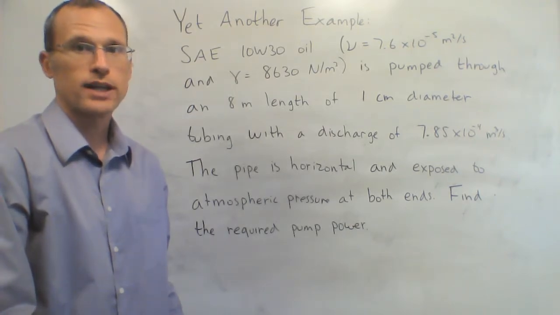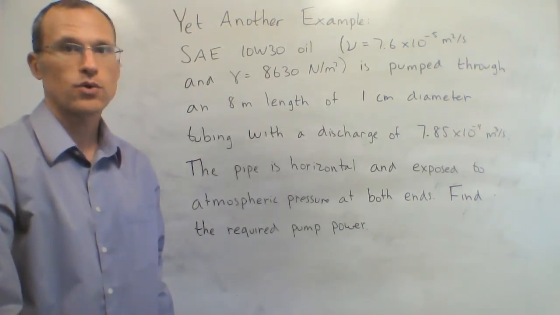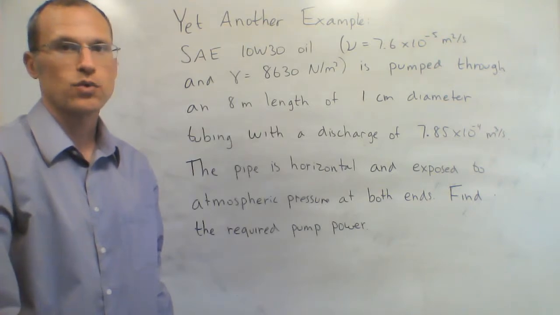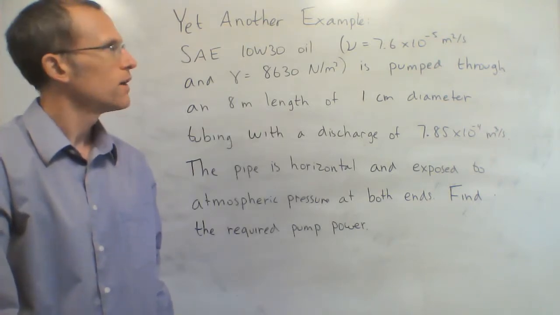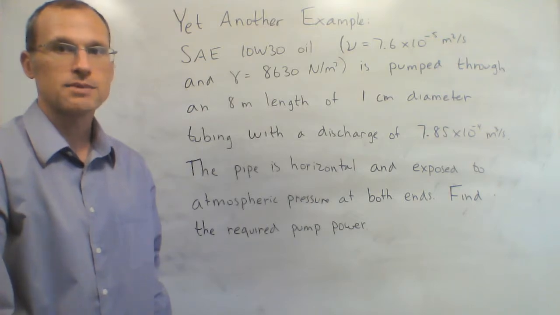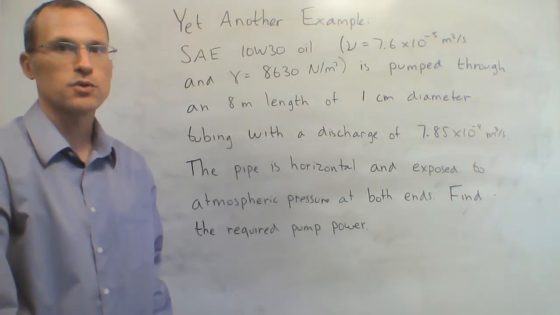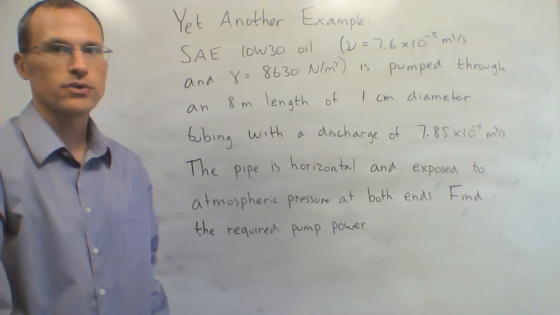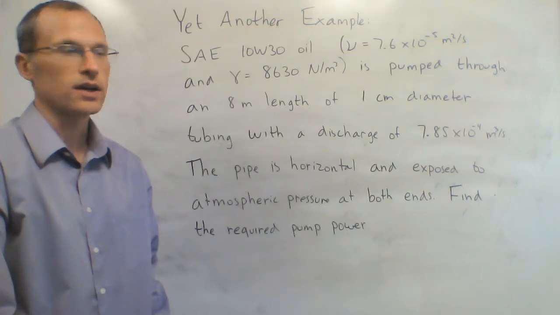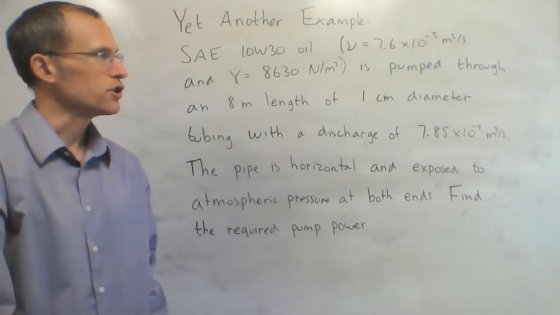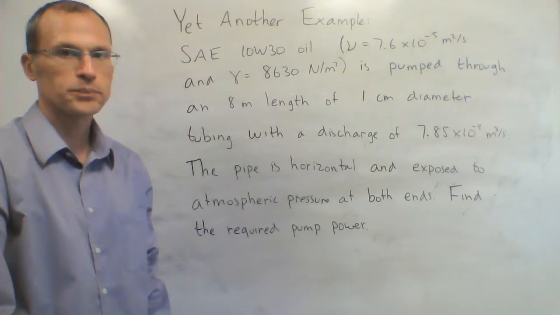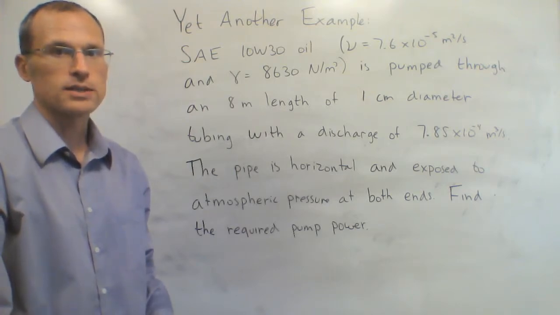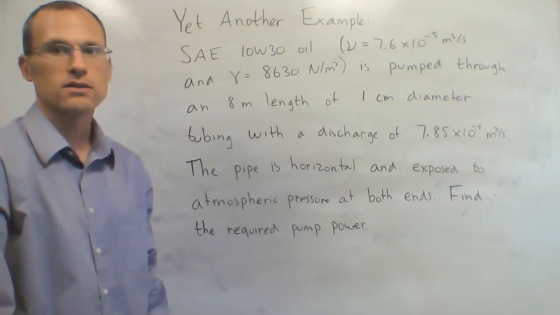So last example for today, we have SAE 10W30 oil, which has a kinematic viscosity of 7.6 times 10 to the negative 5 meters squared per second, and a specific weight of 8,630 newtons per cubic meter. That's being pumped through an 8 meter length of 1 centimeter diameter tubing, with a discharge of 7.85 times 10 to the negative 4 meters cubed per second, so that is my flow rate. The pipe's horizontal, exposed to atmospheric pressure at both ends. So based on that scenario, I want to find the required pump power to make this all happen.